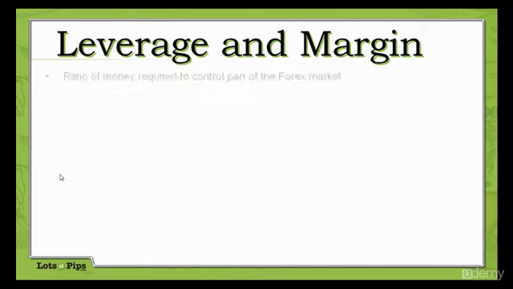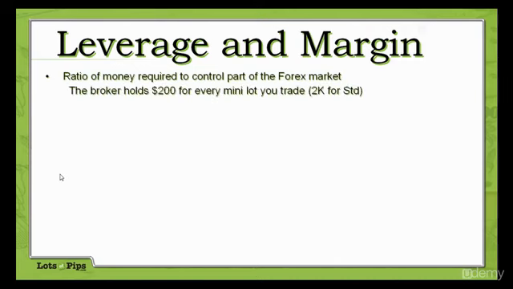Okay, let's talk about leverage and margin. Leverage is the ratio, and margin is the ratio of money required to control a part of the Forex market. The broker holds $200 for every mini lot you trade. That's $2,000 for a standard lot. So it's $200 for every mini lot you trade, and that's on a 50-to-1 leveraged account, which is the maximum the brokers can offer you.